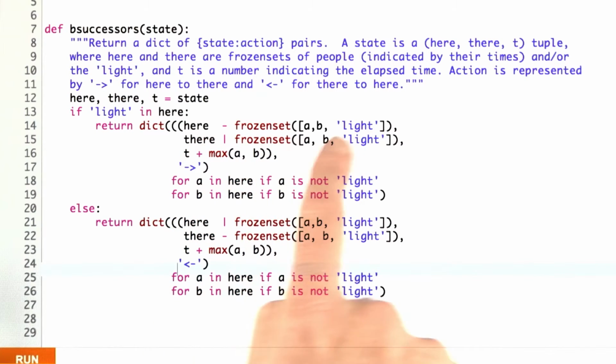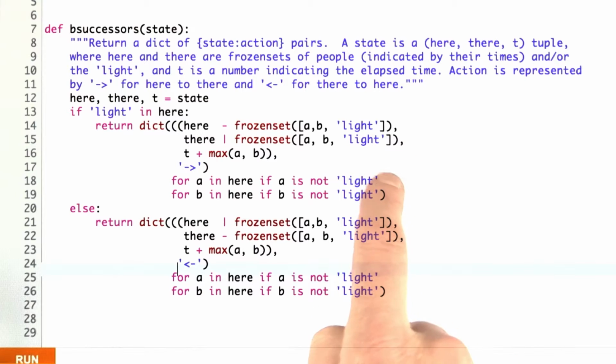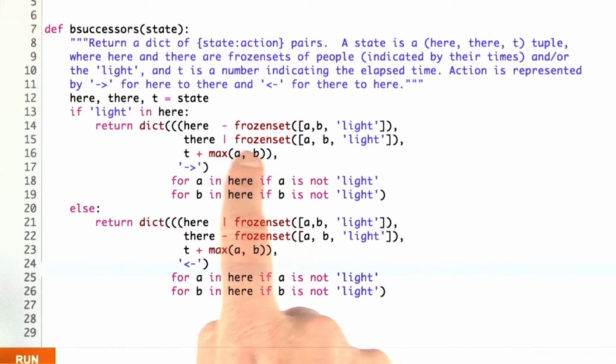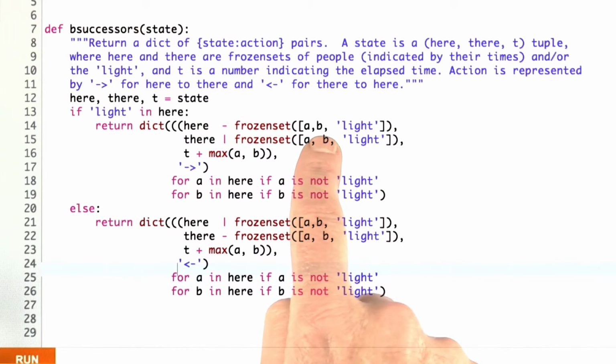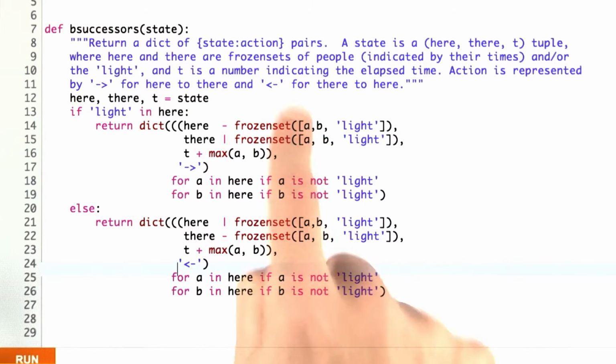So one subtlety of this that worked out well in my favor, you know, it's a little bit messy dealing with frozen sets. I don't like the idea that the name is so long, but I didn't have to consider separately the idea of one person going across and two people going across. Because we were dealing with sets, the set of people A, B, when A is equal to B, is equal to one person. So I get the one person crossing for free. So that's one nice thing about this representation.